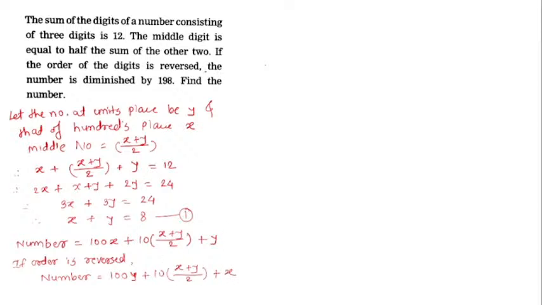आता असं केल्यानंतर काय दिले आपल्याला, द नंबर इज डिमिनिश्ड बाय 198. म्हणजे त्या दोन्ही मधला डिफरन्स 198 आहे. म्हणजे मूळ जो नंबर आहे आणि ऑर्डर रिव्हर्स केल्यानंतर मिळणारा जो नंबर आहे त्यांच्यामधला फरक 198 आहे. सो बाय दॅट इन्फॉर्मेशन वी हॅव, original number is 100x plus 10 into bracket x plus y divided by 2 plus y हा ओरिजिनल नंबर आणि यांच्यामधून जर हा नवीन नंबर सबट्रॅक्ट केला तर ती सबट्रॅक्शन 198 येईल. सो दॅट शुड बी इन ब्रॅकेट 100y plus 10 into bracket x plus y divided by 2 plus x, आणि हा जो डिफरन्स आहे तो दिलाय 198.